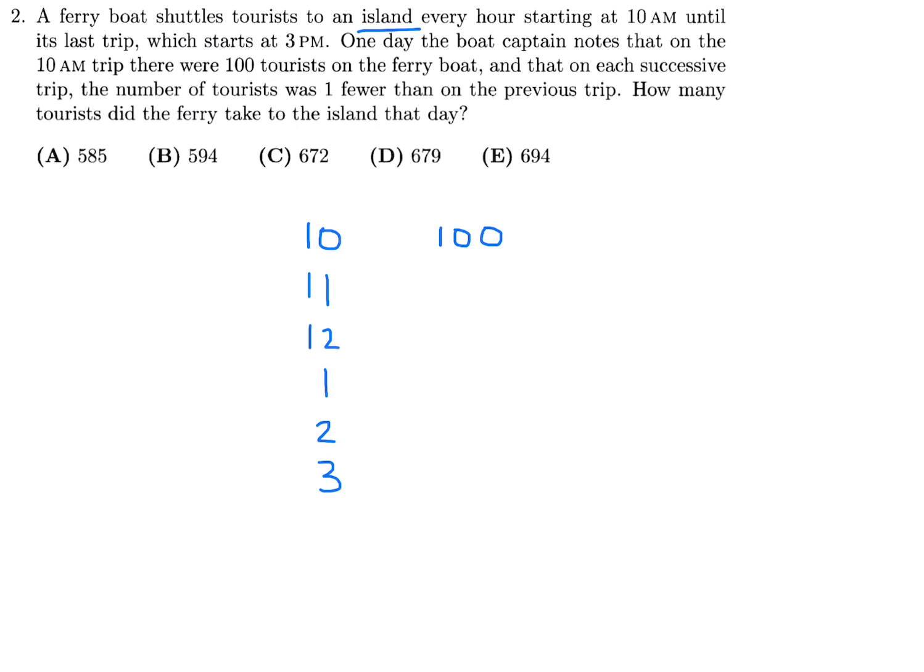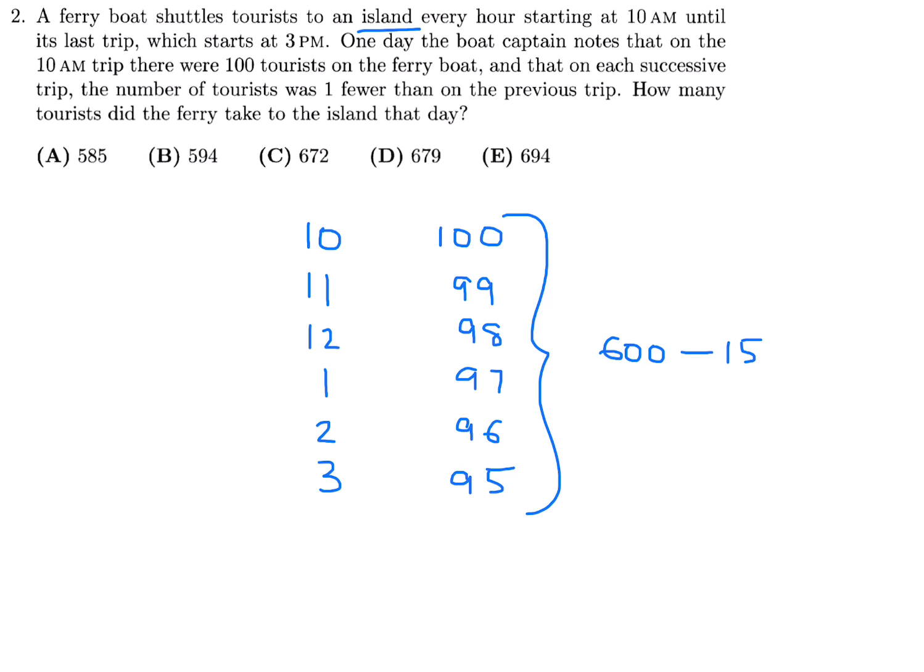And then every hour after, it's 1 less. So 99 at 11, 98 at 12, 97 at 1 p.m., 96, and then 95. They're asking us basically to add up these numbers. That's going to be 600 minus, let's see here, 15, I believe, because every hour it's 1 less. And that is 585. So number 2, the answer is A.